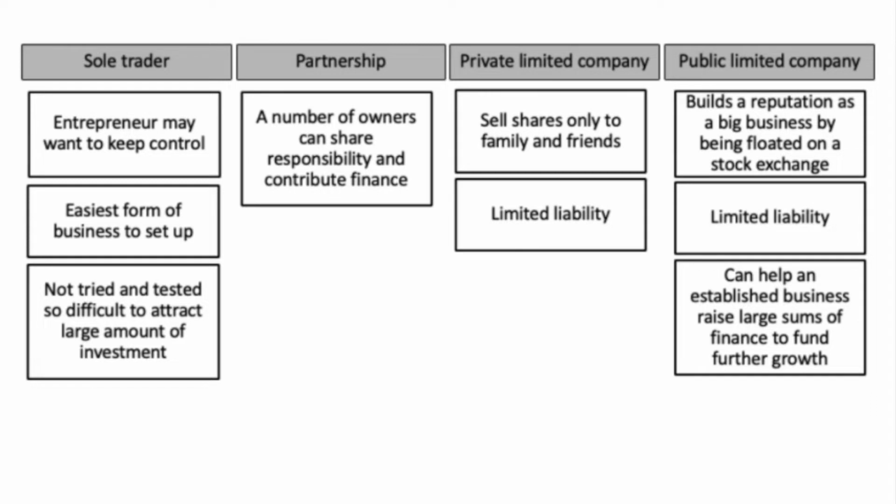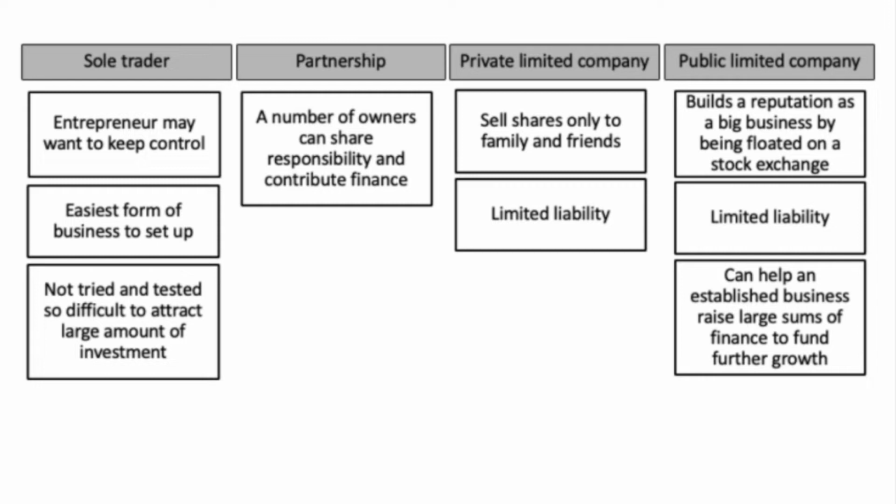Let's get started. Hello guys, so today I want to talk about another GCSE business topic, which is different types of ownership. So as you can see from the slide, we can actually categorize different types of ownership into four main types. The first one is sole trader, the second one is partnership, the third one is private limited company. The fourth one is public limited company.